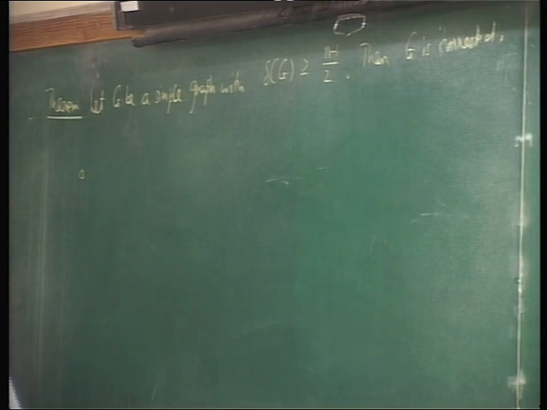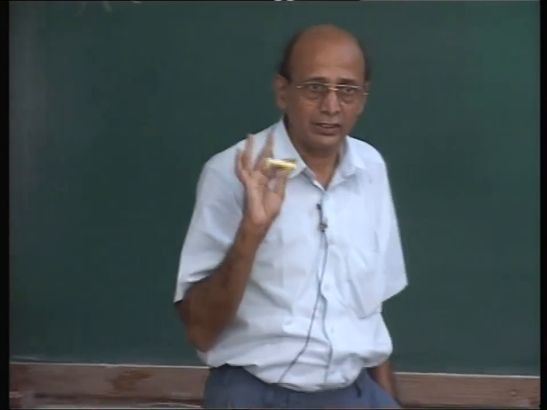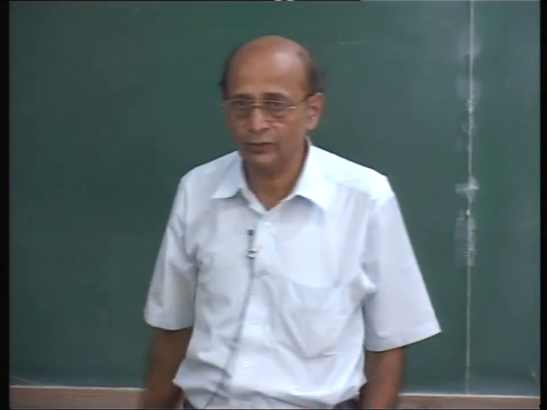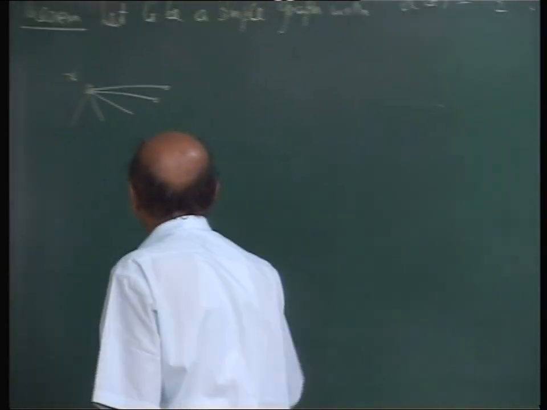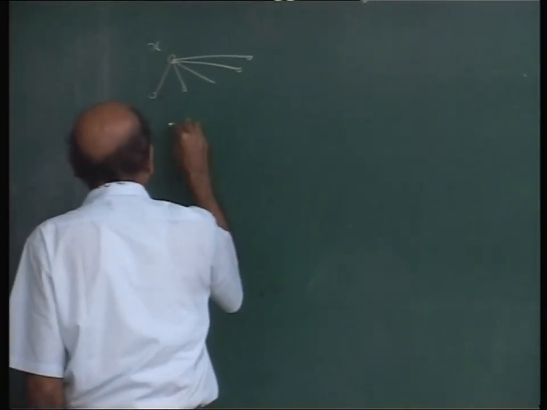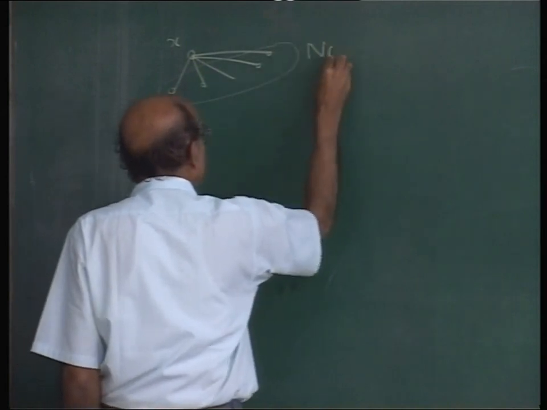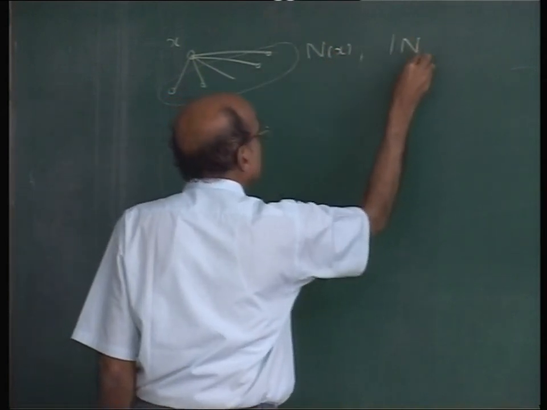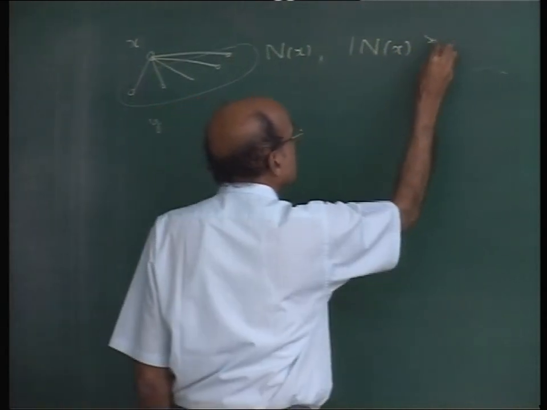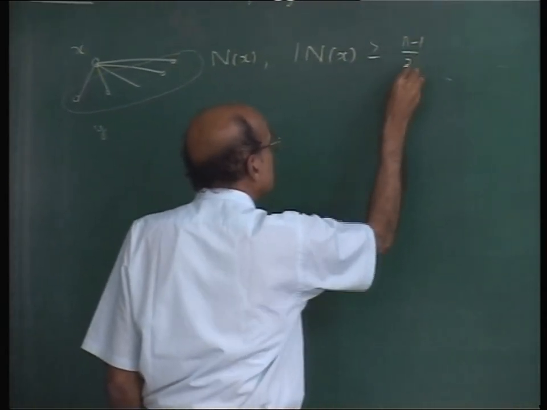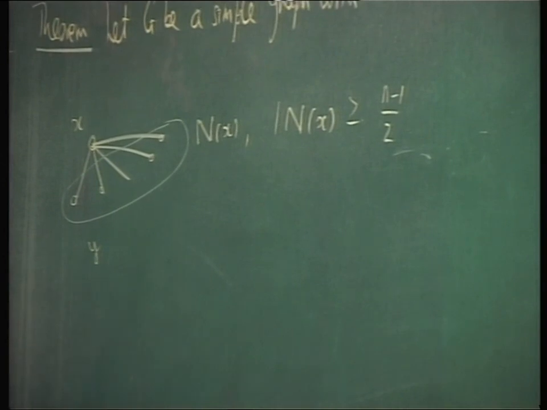Start with a vertex. If this vertex is adjacent to all the vertices, then there is nothing to prove. Then the graph is connected, of course. So you should have a vertex which is not adjacent to this. This is the neighborhood of that vertex x. Size.